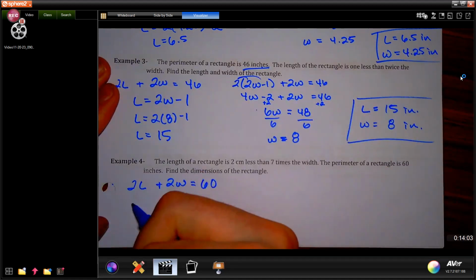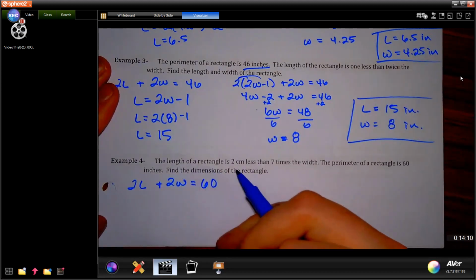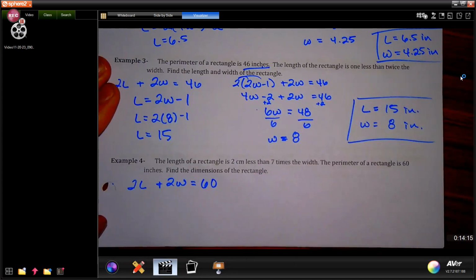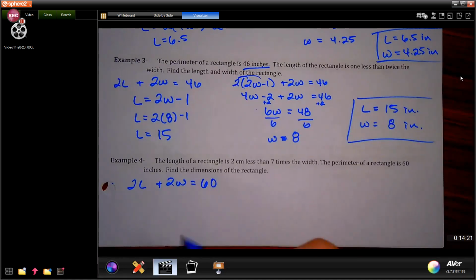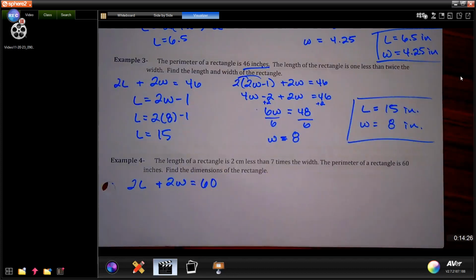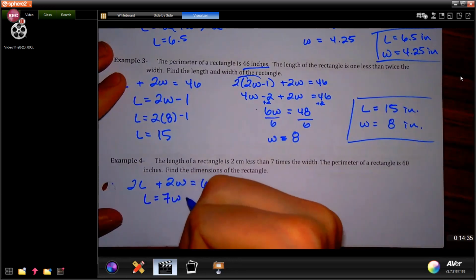Now let's go back and do our second equation. Like I said, all of these example problems are going to be L equal to something. Let's get it in terms of it. The length of a rectangle is 2 centimeters less than 7 times the width. So what does that mean? That if I were to add 2 to the length of the rectangle, it would give me 7 times the width. So instead of saying L plus 2 equals 7W, let's write it out as L equals 7W minus 2.